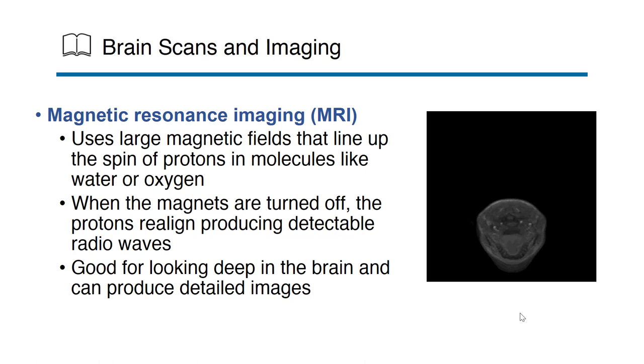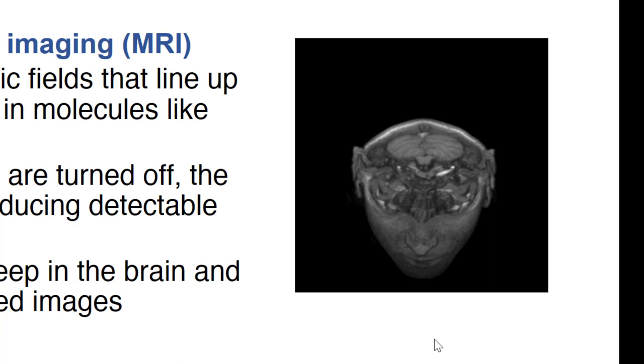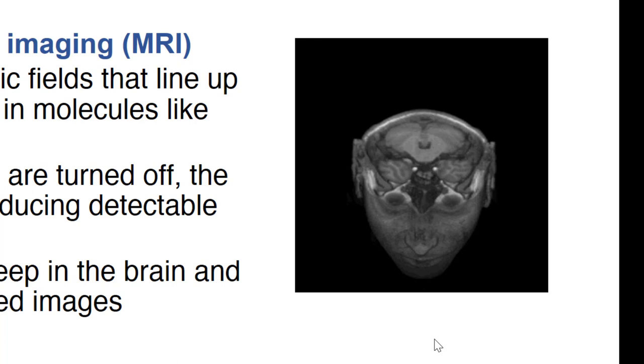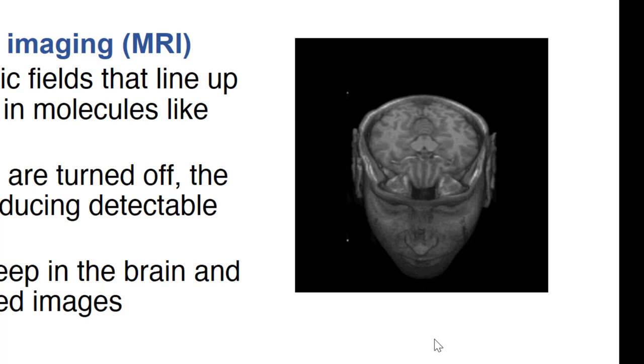And so if you've ever had an MRI, they make a lot of noise because they're going boom, boom, boom, boom, boom, boom. And those are the magnetic fields turning on and off. This is really good for looking deep down the brain and making 3D images of the brain. And it's really expensive, so you're probably not going to find this equipment at most colleges, maybe some, or they're connected to a medical school in some way. It's expensive to run, but it's interesting stuff, right?